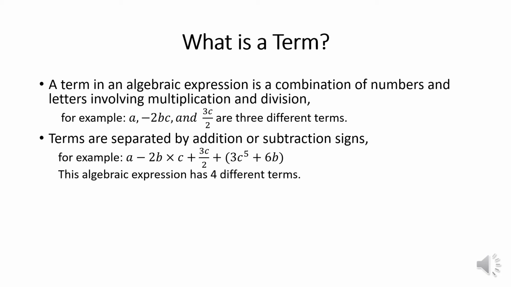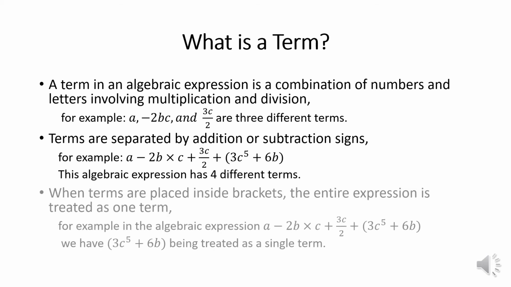So if we take those terms, you can see we've got a minus 2b times c plus 3c all over 2 plus open brackets 3c to the power 5 plus 6b close bracket. So this algebraic expression is made up of 4 terms. Which are these 4 terms? We have got a, one term standing on its own, and then we've got negative 2bc. You can see that 2, b and c are related by multiplication. And then we've got 3c all over 2. That is a term on its own.